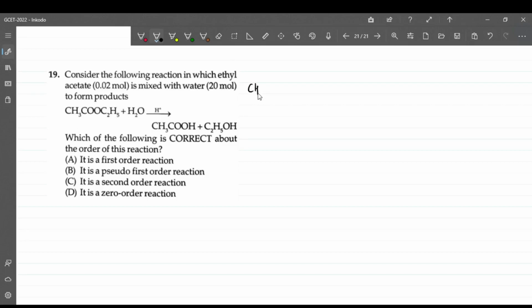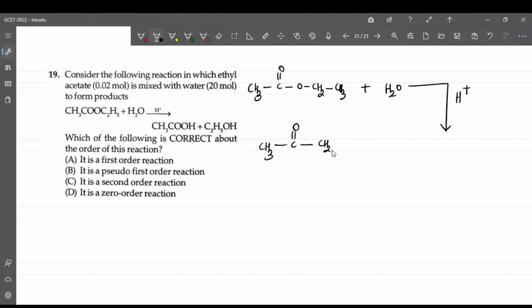This is what ethyl acetate is, CH3COOCH2CH3. This is reacted with water in the presence of acid. So this is a reaction about hydrolysis. Hydrolysis means breaking of bonds using water. So what happens in this case, in simplest terms, is the mechanism part, if you think.